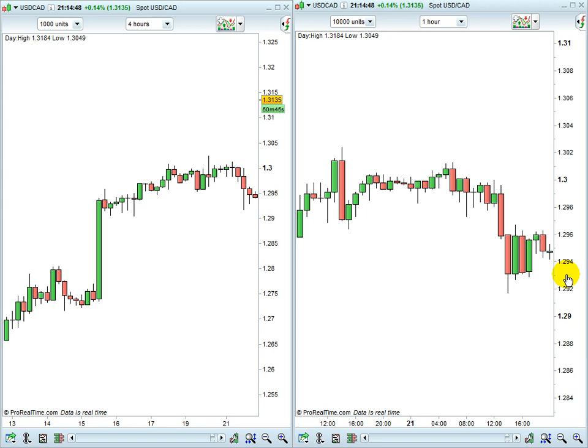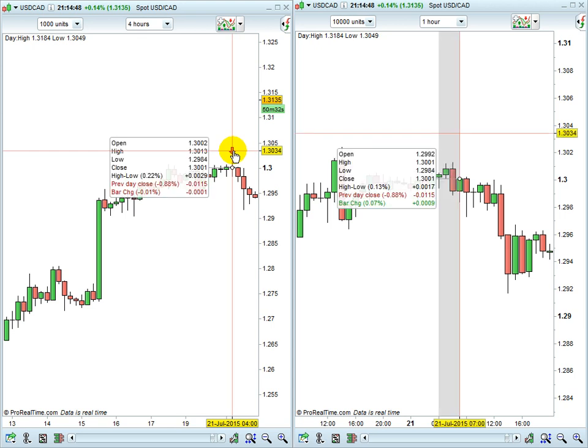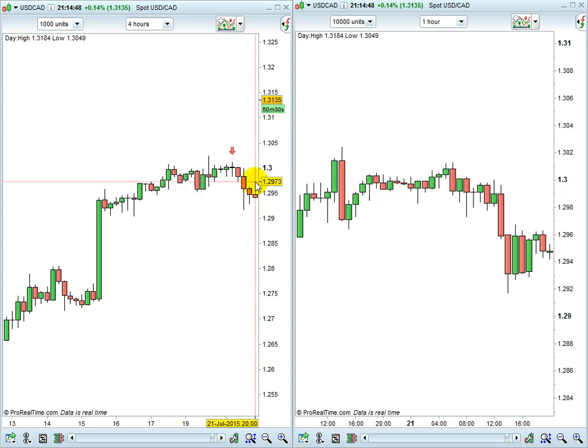Once again, we're looking at a two-chart display. In this case, the 4-hour on the left, the hourly chart on the right for the USD CAD pair. And what we see on the 4-hour chart is a high and price just closing down from there. But it's really hard to make the case for a clear trend line.